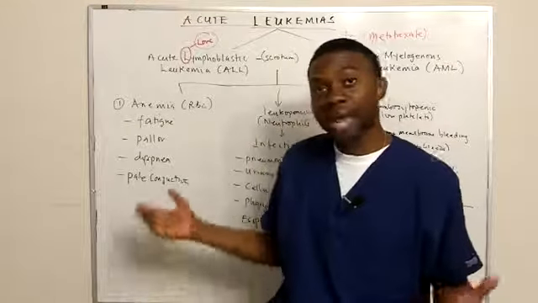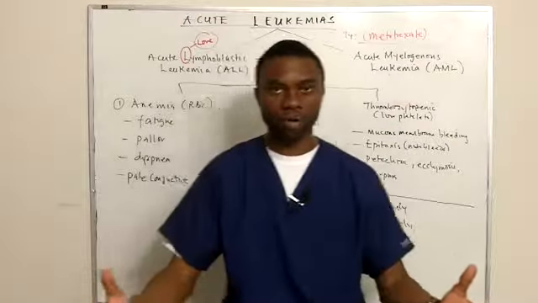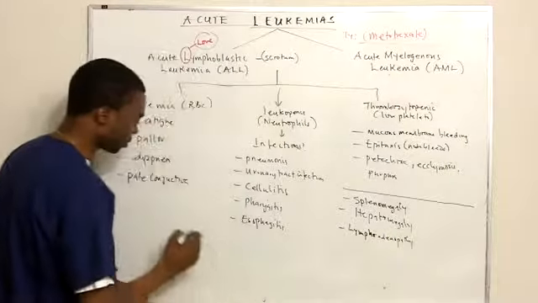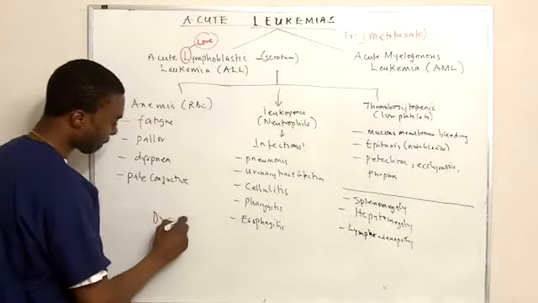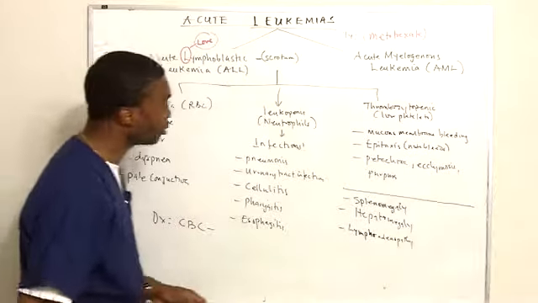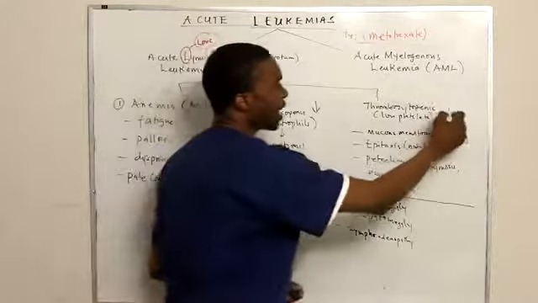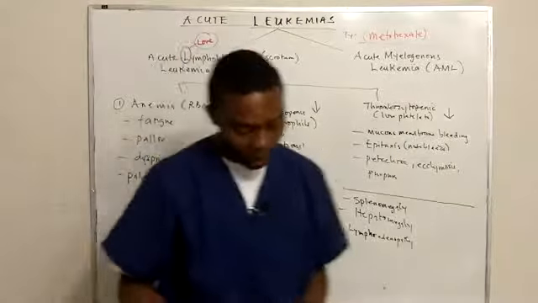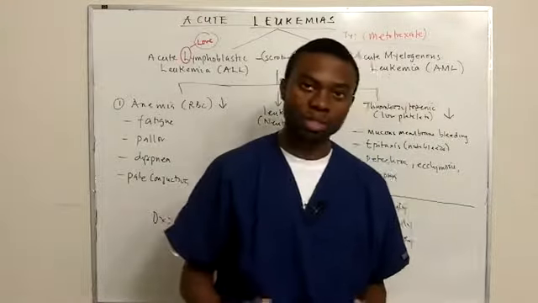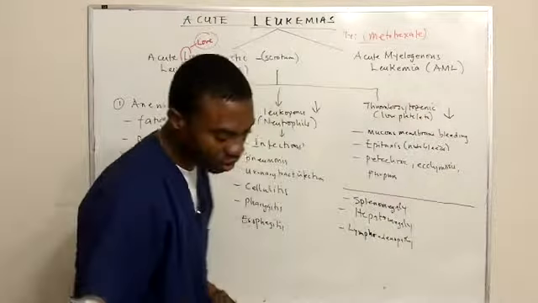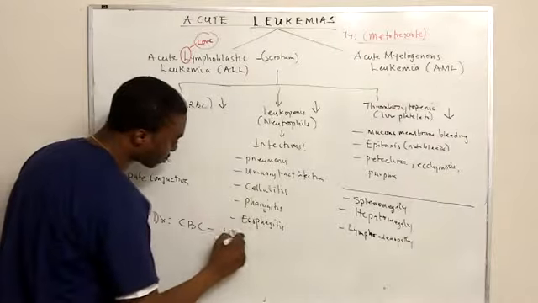So how are we going to make the diagnosis of this disease? It's very straightforward, right? We order a CBC. You want to check a complete blood count. You get a CBC, and when you do a CBC, you see they're anemic, they're leukopenic, and they're thrombocytopenic. And usually the white blood cell count is usually between 1,000 to 100,000 per cubic millimeter.